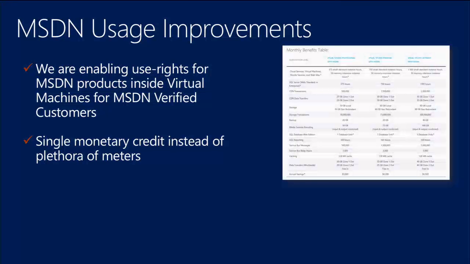We've also simplified the monetary credits. You used to have this big list of buckets of resources that you could use, and you had a certain number of hours of compute and a certain gigabytes of storage that you could use. It got very difficult to really get a good sense of what you're using. You had to pull out a calculator to really figure out what you were being charged.